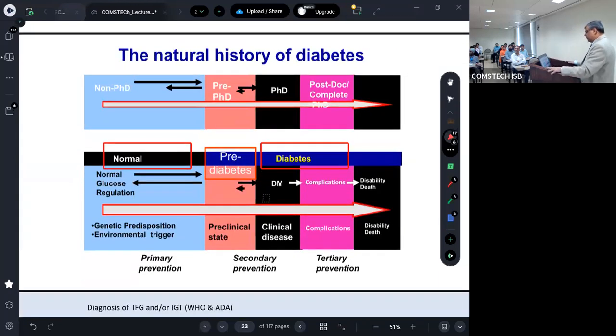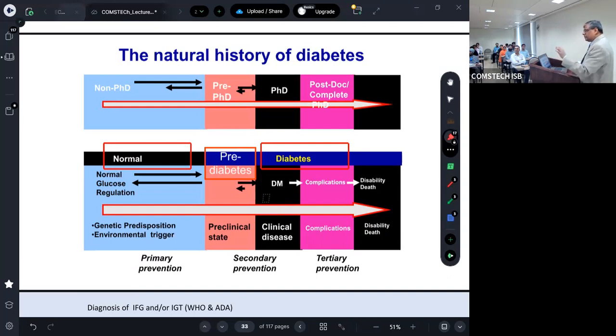Now, come to the point. What is the natural history of diabetes? Initially, someone is normal, and then someone becomes diabetic. Diabetes, as we told you, is a chronic disease. It does not happen overnight.